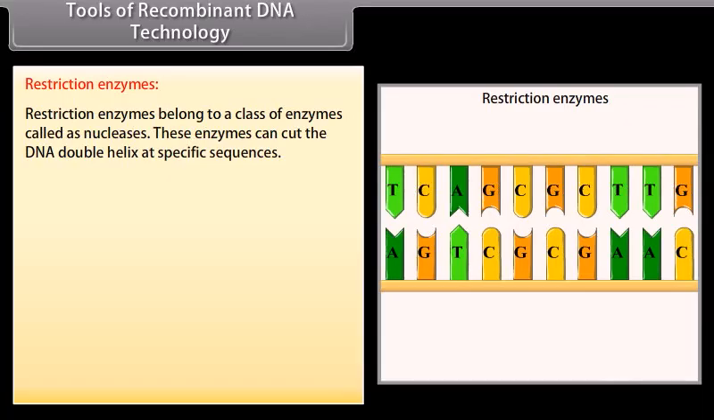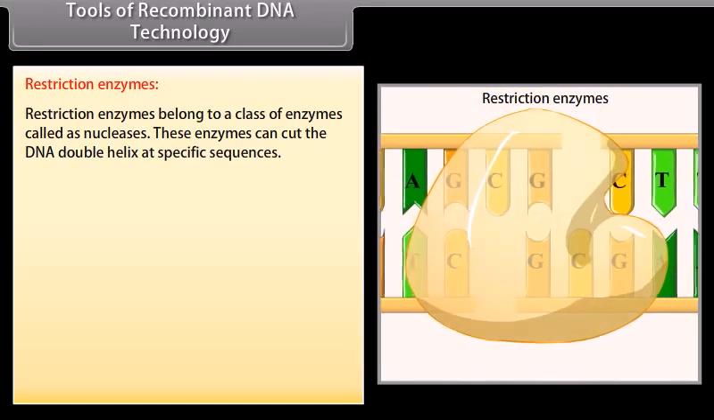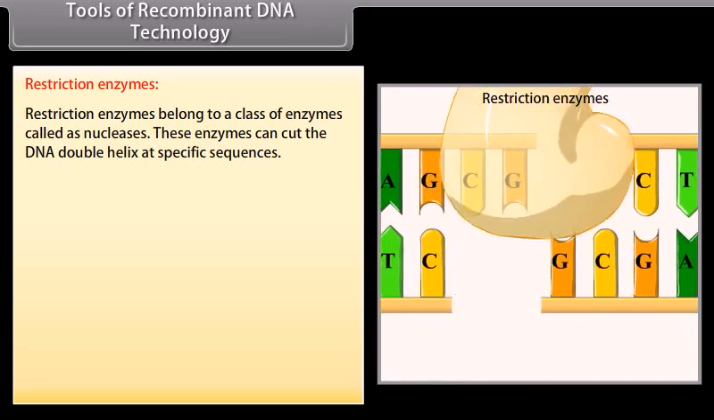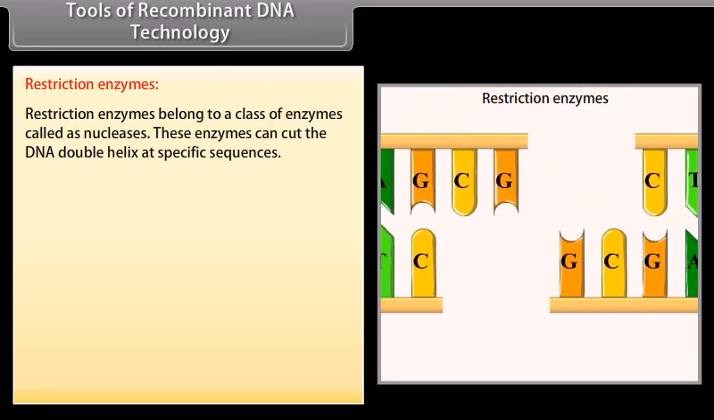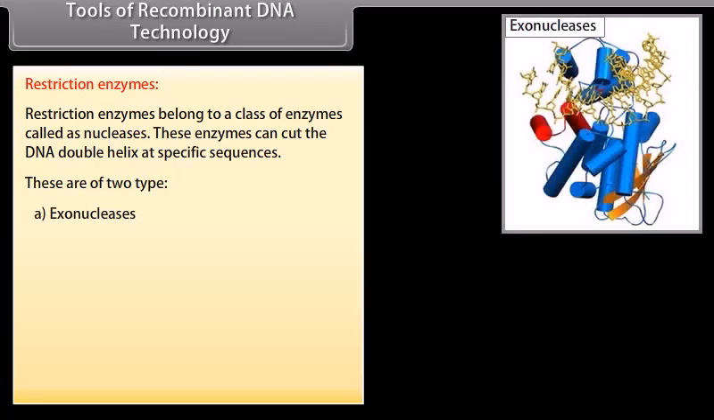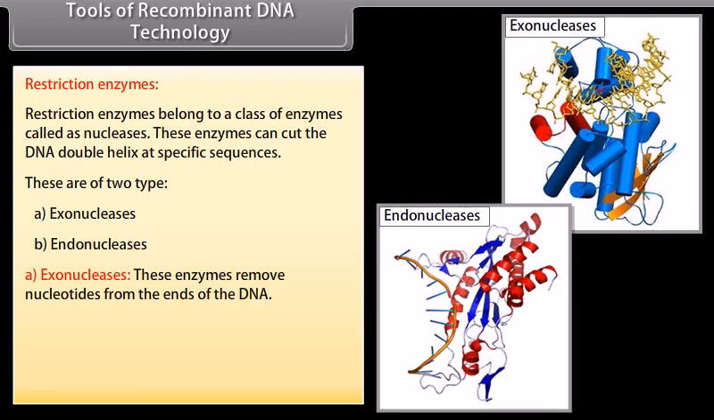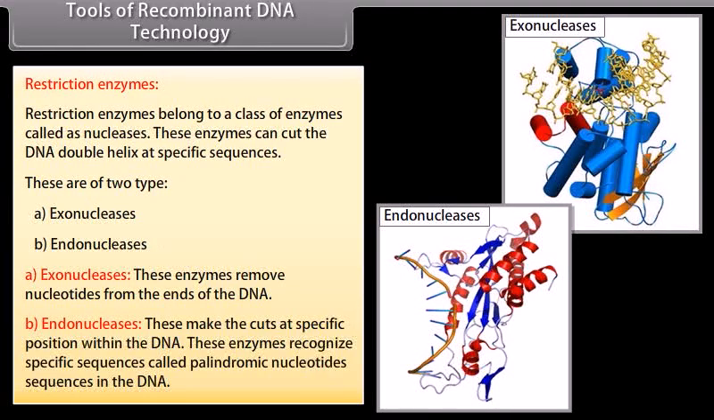Restriction enzymes belong to a class of enzymes called nucleases. These enzymes can cut the DNA double helix at specific sequences. These are of two types: exonucleases and endonucleases. Exonucleases remove nucleotides from the ends of the DNA. Endonucleases make cuts at specific positions within the DNA.